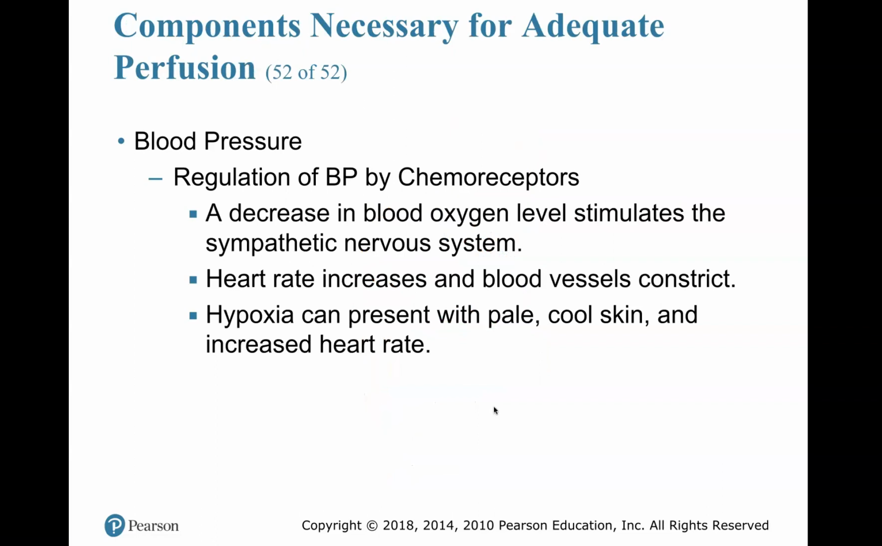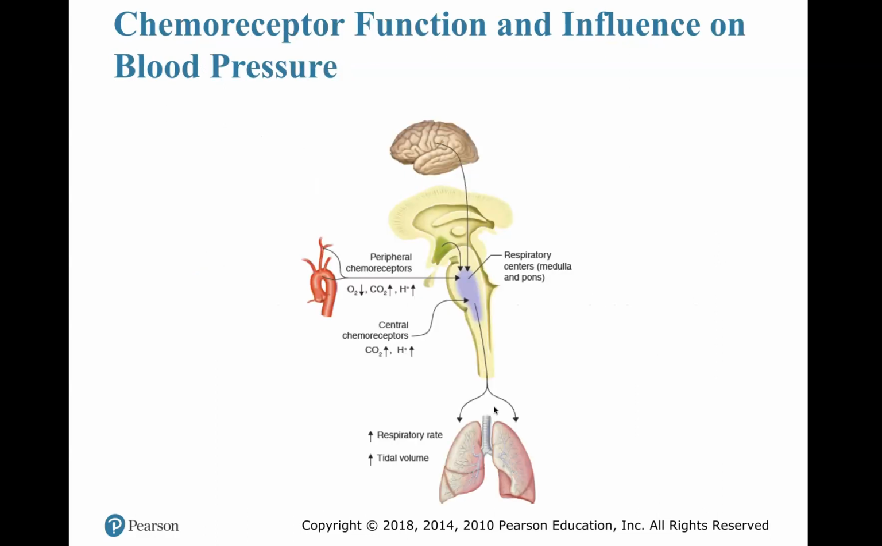The regulation of blood pressure by chemoreceptors. A decrease in blood oxygen level stimulates the sympathetic nervous system. Heart rate increases and blood vessels constrict. Hypoxia can present with pale, cool skin and increased heart rate. Chemoreceptors in the aortic arch, the carotid arteries, sending signals to the medulla oblongata and pons, which then send signals to the lungs, increased respiratory rate and tidal volume.